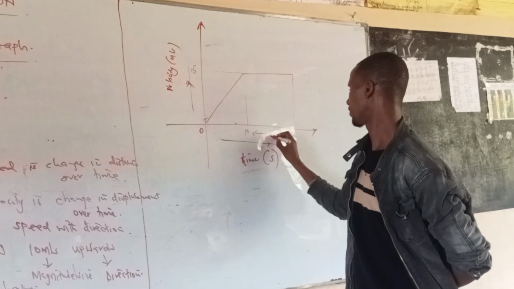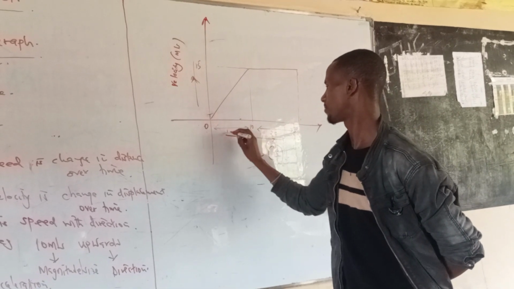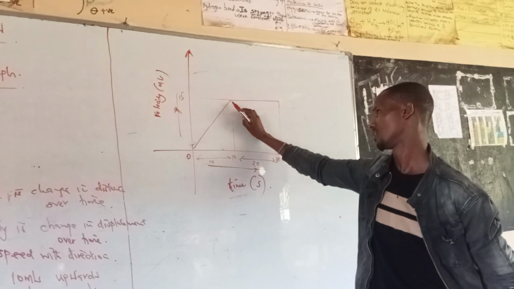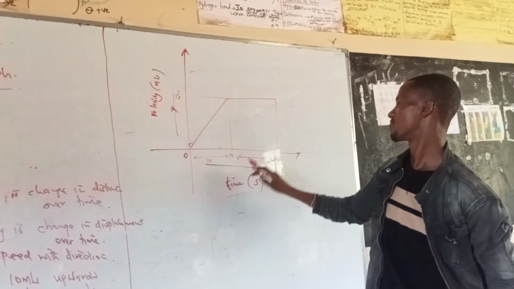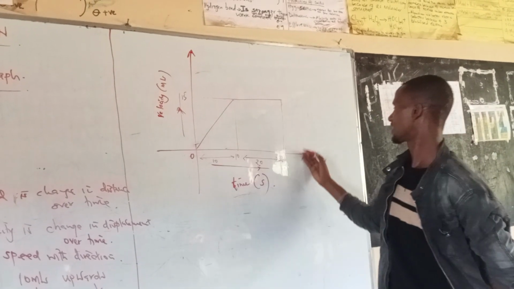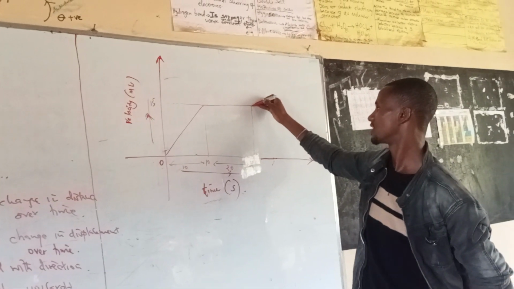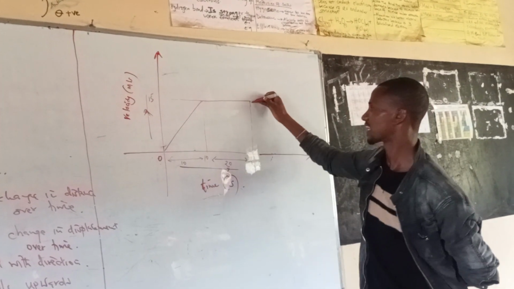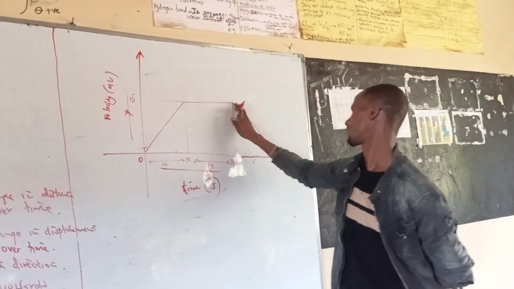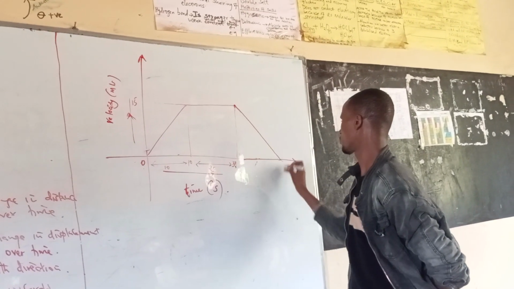So from here to here, we have 20 seconds. Then from here to here, the change in time is 10 seconds. So the body moved with the same velocity of 15 meters per second for 20 seconds. From there, the velocity decreased gradually, or uniformly, from 15 to 0.